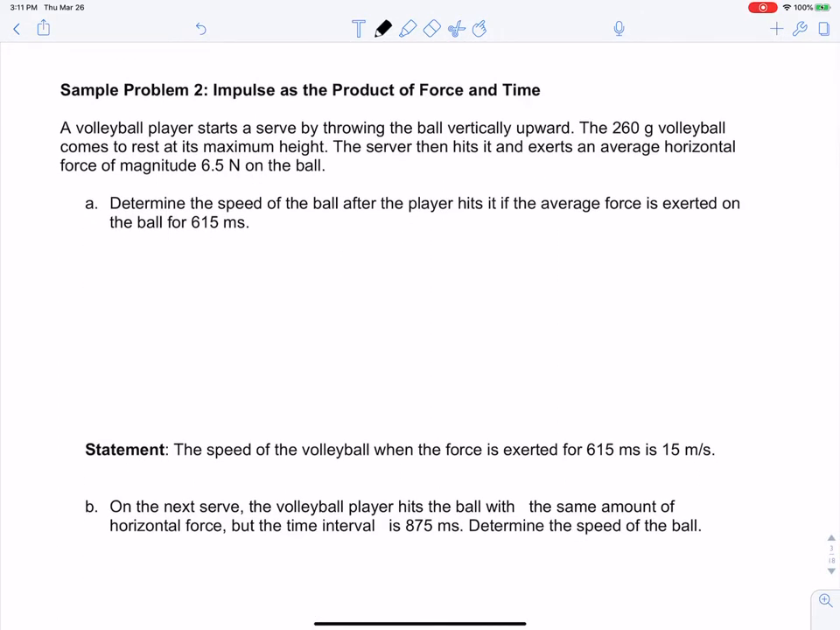Very good. Let's try an additional sample problem. This sample problem reads, a volleyball player starts a serve by throwing the ball vertically upward. The 260-gram volleyball comes to rest at its maximum height. This is the moment in which the server hits the ball and exerts an average horizontal force of magnitude 6.5 newtons on the ball. Determine the speed of the ball after the player hits it if the average force exerted on the ball is exerted for 615 milliseconds.